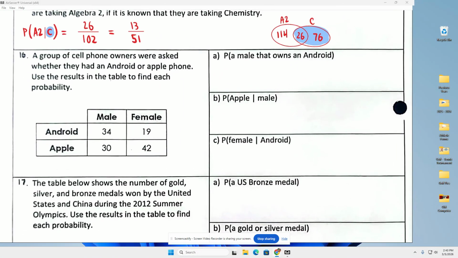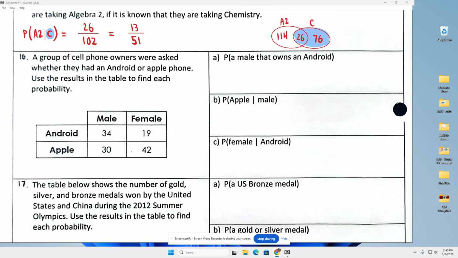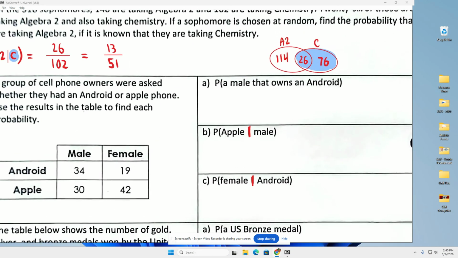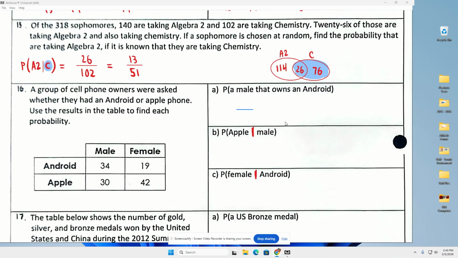So let's move along to these last two. They're both fairly simple. Remember, this given that is very significant, okay? Very significant. You don't see it on A. It just says, hey, what's the probability that a male owns an Android? So what will be my bottom number on A? Well, there's no given that. If there's no given that, my bottom number is everybody. So grab your calculator, go 34 plus 19 plus 30 plus 42, you get 125 people.